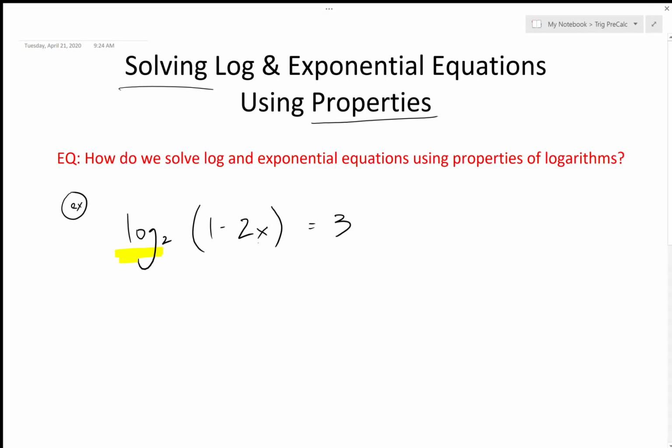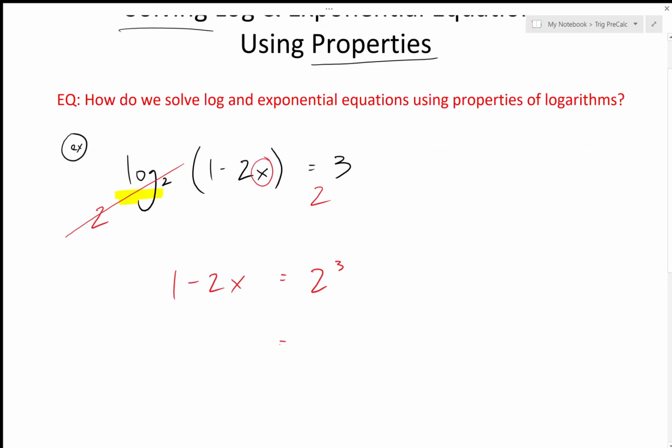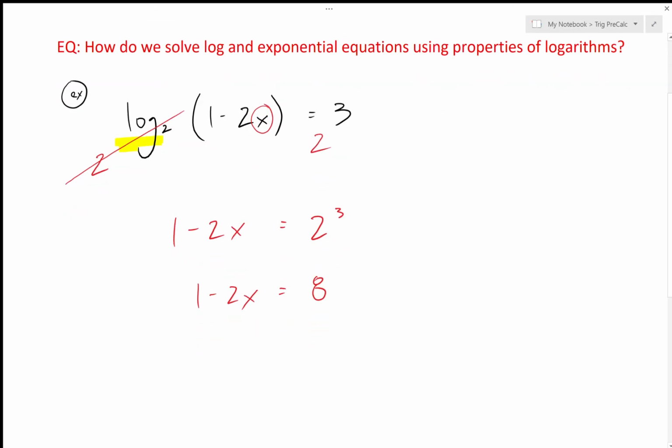Now I do need to solve for x. And remember, you can either go down and diagonal, or you could raise everything to that base power. But what I do to one side, I do to the other. So the log and the 2 exponent cancel, so we get 1 minus 2x. Now we have 2 to the third power, and remember 2 to the third power is an 8, and now this becomes an equation that's much more solvable.